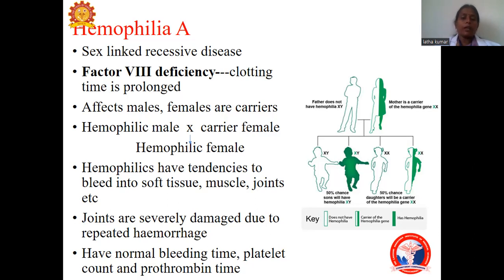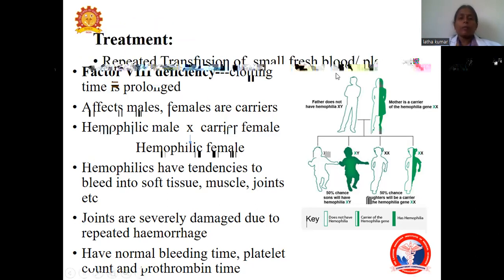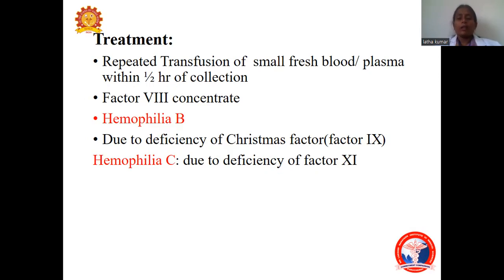Hemophilics have a tendency to bleed into soft tissues, muscles, joints, etc. Joints are severely damaged due to repeated hemorrhage. In hemophilia A, bleeding time, platelet count, and prothrombin time are normal. The treatment is repeated transfusion of small amounts of fresh blood or plasma within half an hour of collection, and also administering factor 8 concentrate.